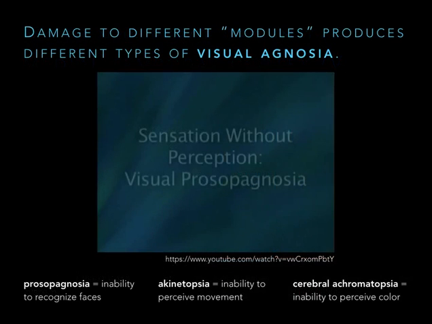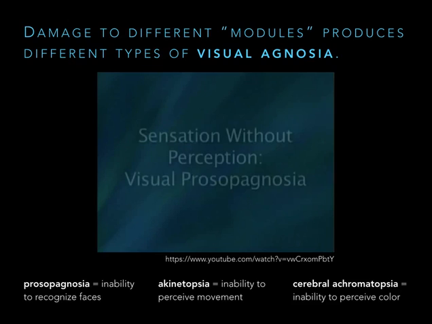So there's a lot of circuitry here. There's a lot going on if we're going to make sense of the world, and damage to these different modules that I've brought up here are going to lead to different types of visual agnosias or disturbances in vision.